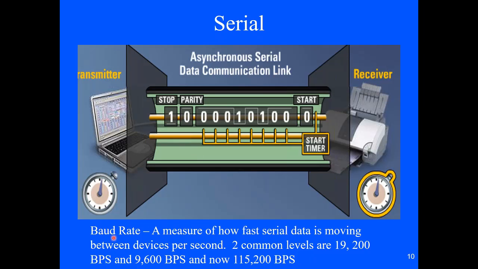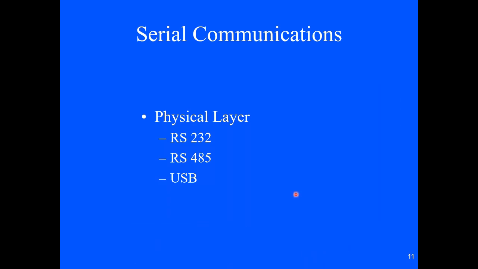You also have baud rate. That's how fast the data is moving. You may hear 19,200 or 9600 bits per second. Now the new stuff's going 115,200 bits per second, or even faster when we get to USBs. So they have what are called different physical layers. Three common ones are 232, 485, and USB. As I mentioned earlier, these are not protocols. These are physical layers. So let's see how the industry defines these.